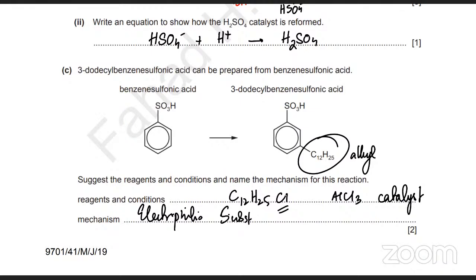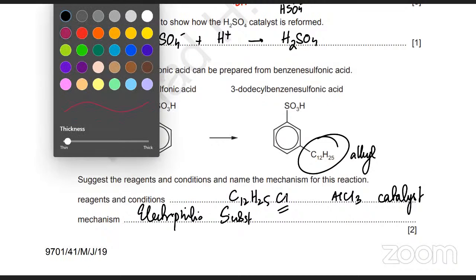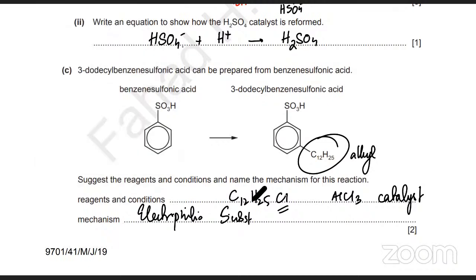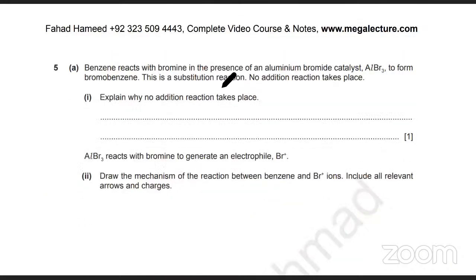So then the next one. Benzene reacts with bromine in the presence of aluminum bromide catalyst to form bromobenzene. This is a substitution reaction. No addition reaction takes place. Explain why no addition reaction takes place in benzene.